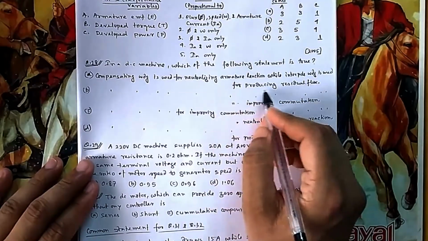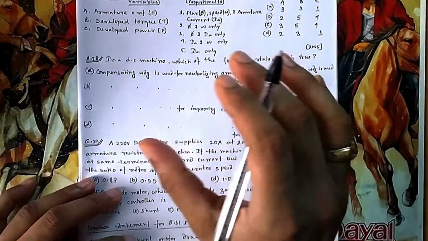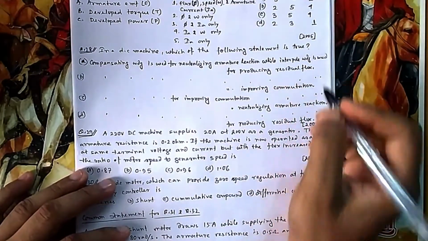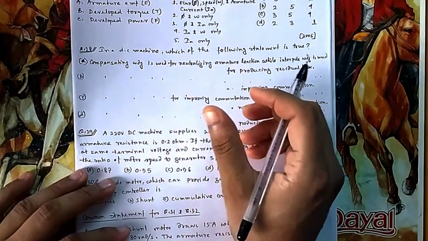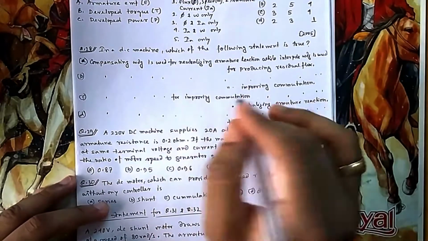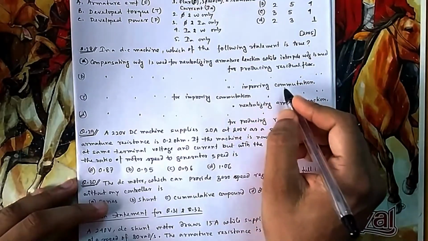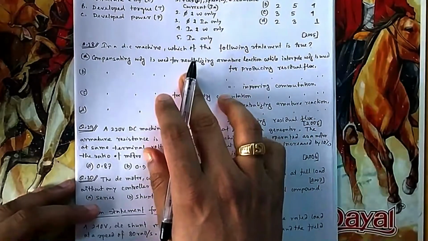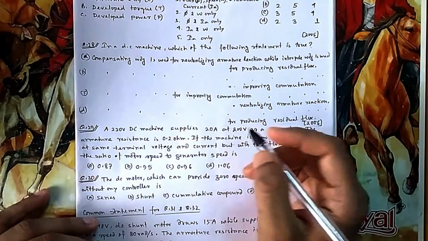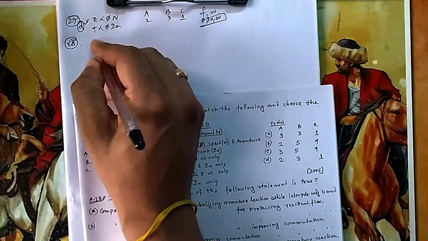While the interpole is used for producing residual flux, no, it is not used for that. Residual flux means having minimum magnetization, so that the next time you start, it should not start from 0. That is not done by the interpole. The interpole is used to improve the commutation, because the brushes should be in the magnetic neutral axis, so that commutation can be done at 0 voltage. So to improve commutation, the interpole is used, and the compensating winding is for neutralizing the armature reaction. So option B is the correct answer for this question.